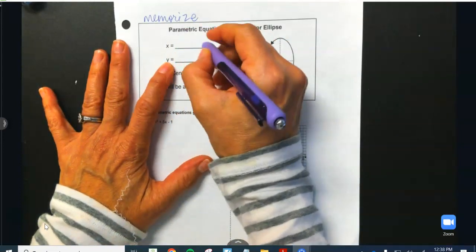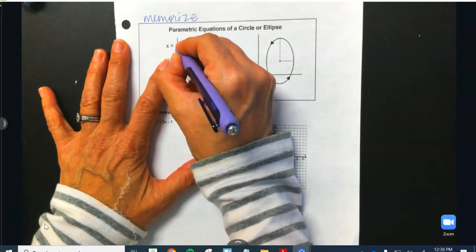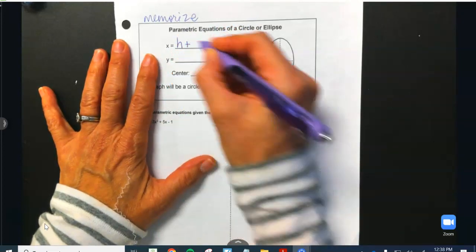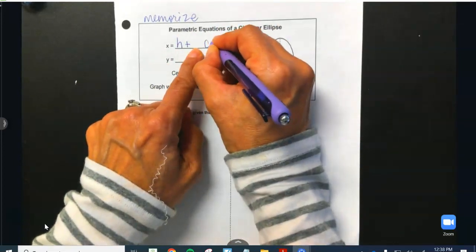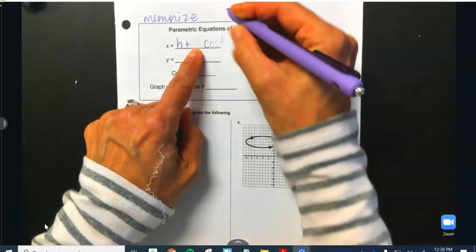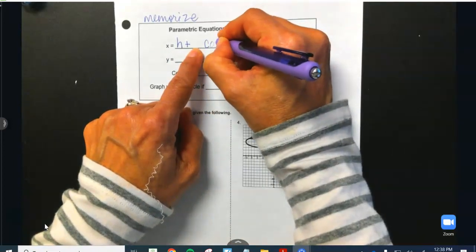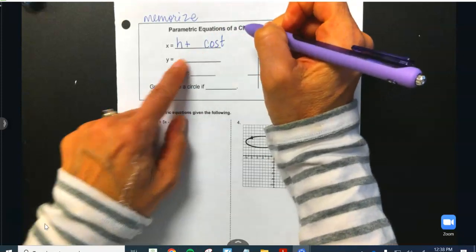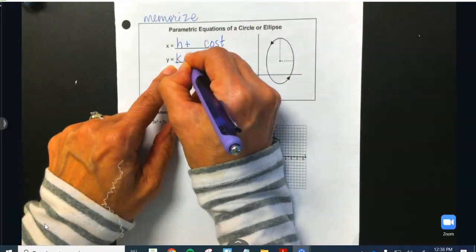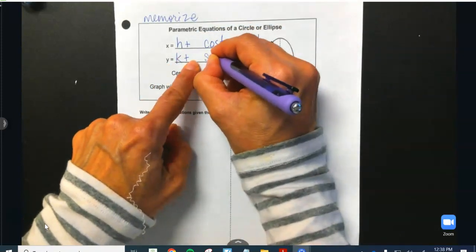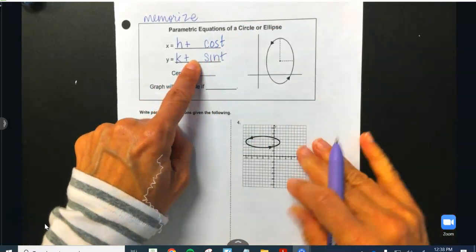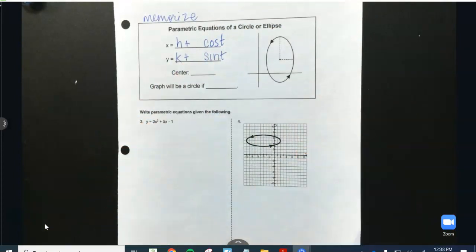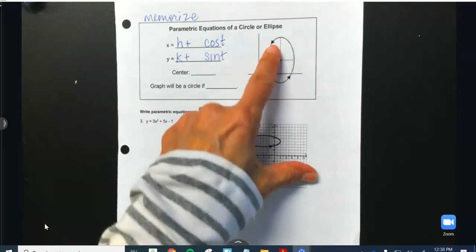X and Y equal. It is going to be H plus blank cosine T, K plus a blank sine T. I'm leaving a blank there on purpose. The reason why I'm leaving them blank is because, guys, sometimes they change. We're going to do it based on this picture.